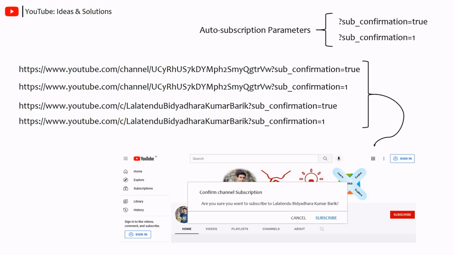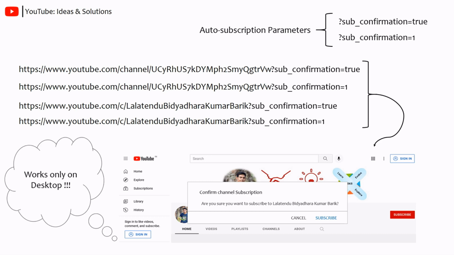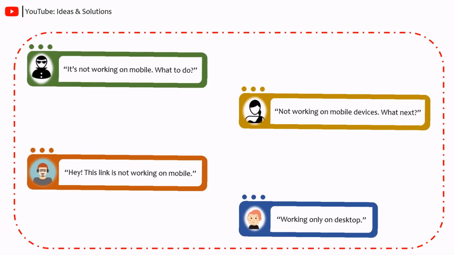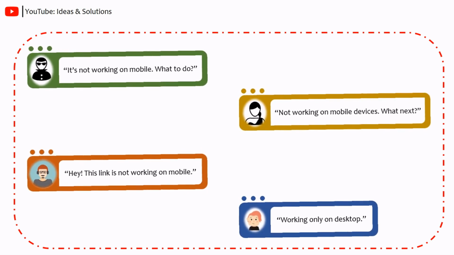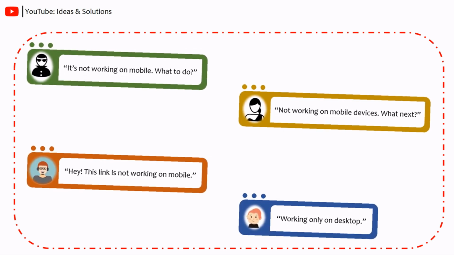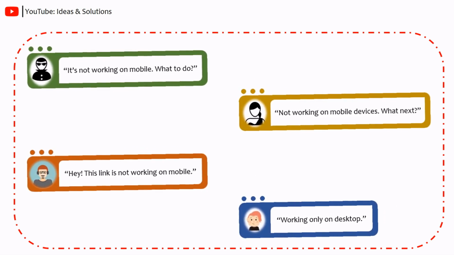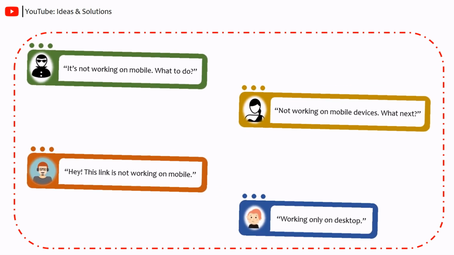But this works only on the desktop version. So, now what to do? Before I told you this works only on desktop, many people pinged me with messages a lot. Let's see what the people's responses are. Good messages. All the messages reflect a single agenda, that the auto-subscription YouTube link only works on desktop, and not on mobile devices. I could understand your problem. And yes, I have the solution for this.